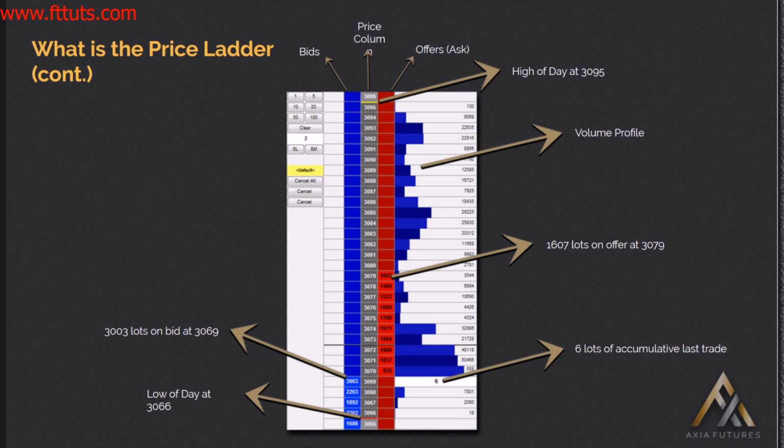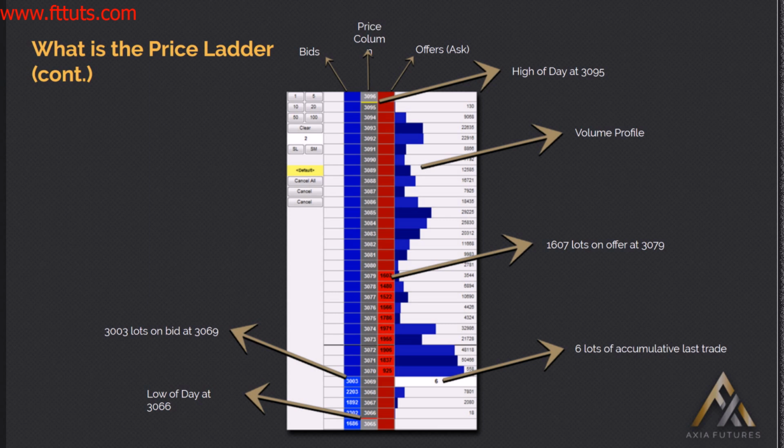Next we have 6 lots of accumulation of the last trade. Now that white highlighted box where it says 6 lots, that's the cumulative lots traded at that current price. Provided the market consistently trades at that price, which is the last trade, that number will increase.